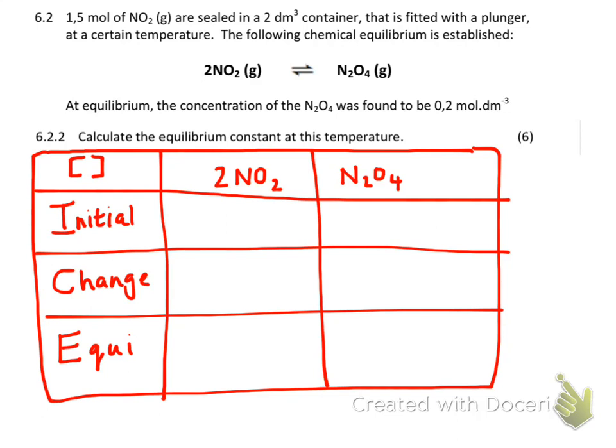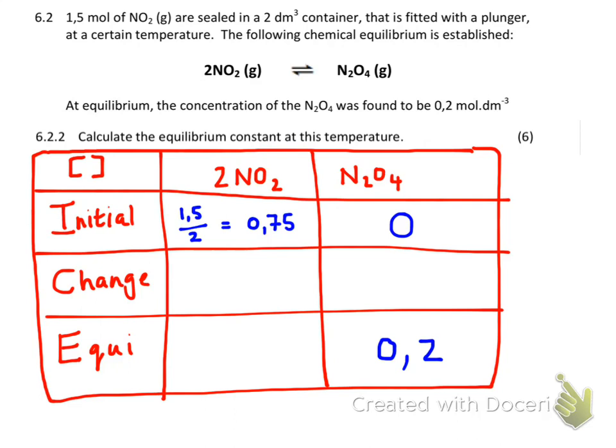So let's get going. The information that we do have is that 1.5 moles of NO2 is sealed in a 2 dm cubed container. So concentration is number of moles over volume. So 1.5 over 2 gives us 0.75. Then we're also told, or we infer, that there is no N2O4, so it's 0 there. And then at equilibrium, we're told that there is a concentration of 0.2 moles per decimeter cubed of N2O4. So that's what we have.